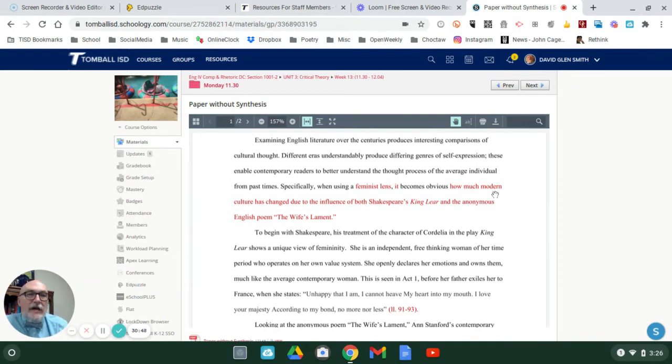"It becomes obvious how much modern culture has changed due to the influence of both Shakespeare's King Lear and the anonymous English poem, The Wife's Lament." So again, this student has only established the topic. He or she has not established an observation about the two literary pieces. It does not show a sense of direction of how the opinion of the reader or the writer of the paper, where they're taking that observation.